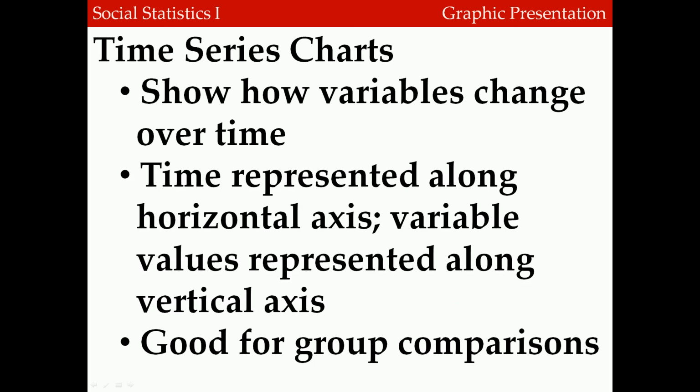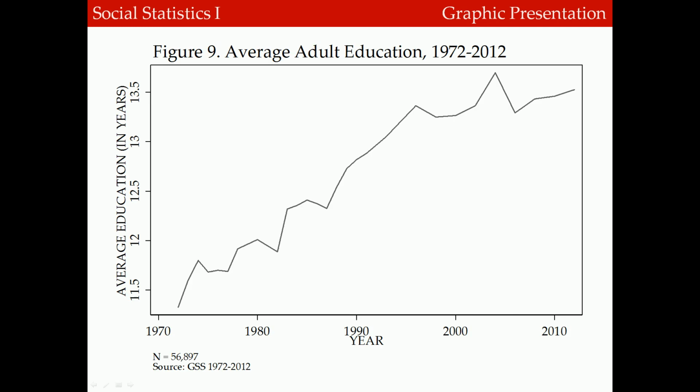We can also use line graphs to show time series. And when we do that, we create something called a time series chart. So a time series chart basically just shows the change in a variable over time. Time is represented on the horizontal axis, and the vertical axis represents some variable. Time series charts are also good for group comparisons.